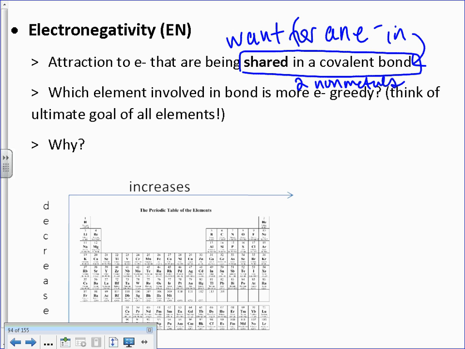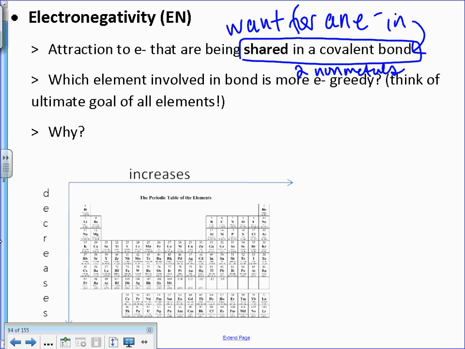But sometimes there are two different elements, and one of them wants the electron more in that shared situation. So think of it as a greedy kid who doesn't share very well. Like they have to share, but they're going to have it 5 days out of the 7 days of the weekend. Preschool or something. Okay, so it's just something that's more greedy, wants the electron more, simply because it has a high electronegativity.